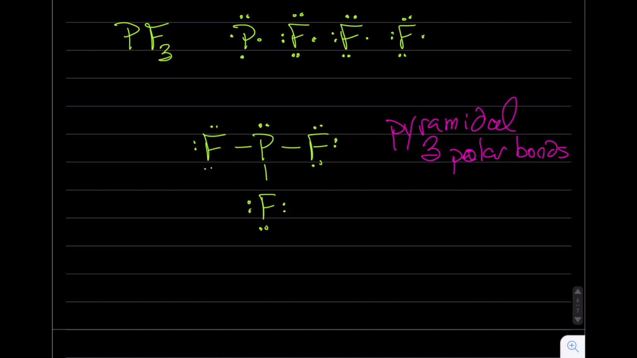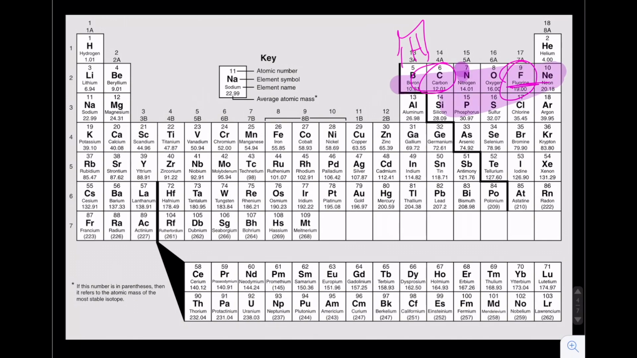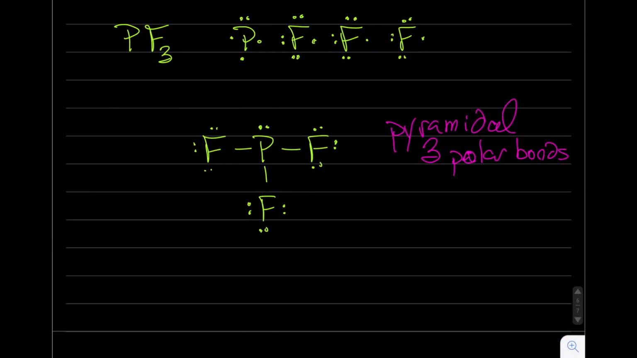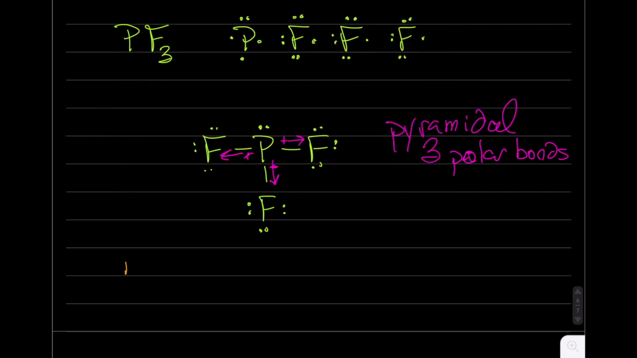And let's check to see which atom is more electronegative. Whoops, sorry. Try that again. We have phosphorus and fluorine. Fluorine is definitely more electronegative, which means our electrons are going to be pulling towards the fluorines. So we have 3 polar bonds. So is the molecule polar or nonpolar?